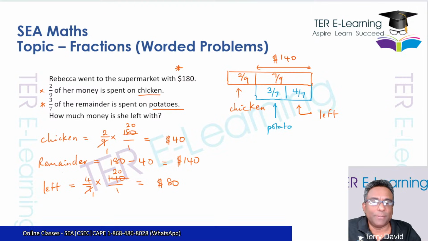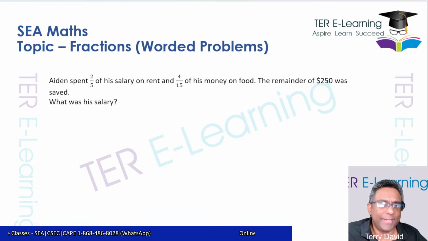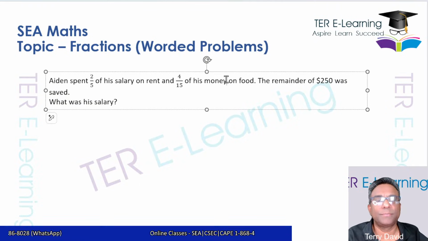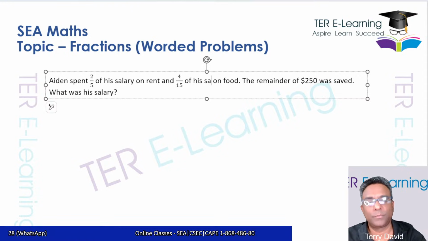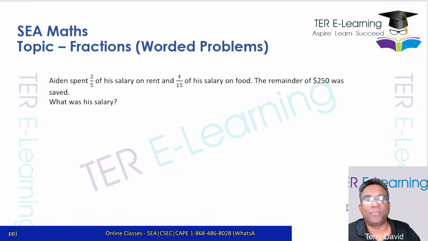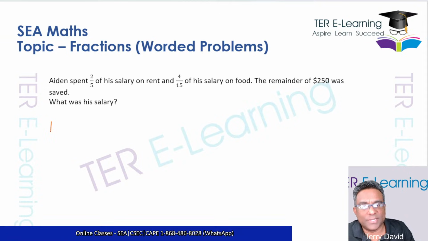Let's try next question here. Aidan spent 2/5 of his salary on rent and 4/15 of his money on food, right? And the remainder of $250 was saved. What was his salary? So let's use a little diagram here to help us visualize this.